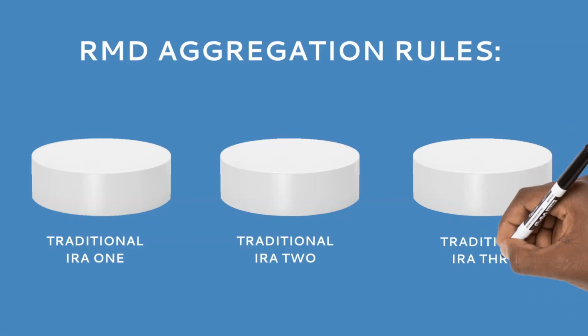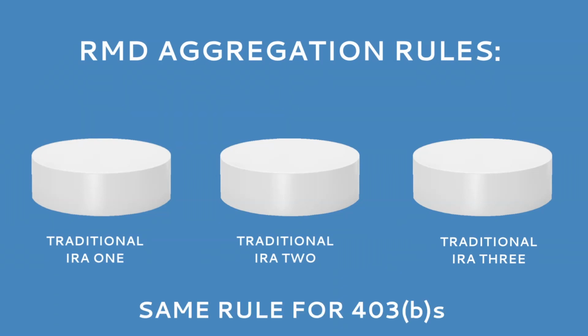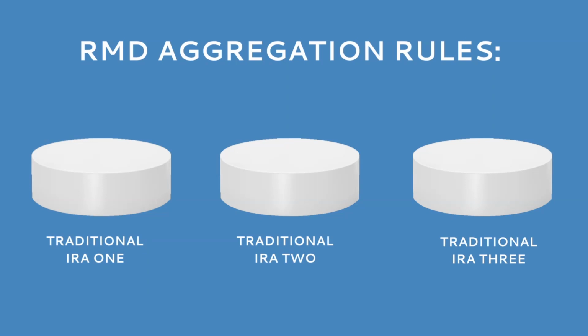However, one IRA can be used to meet the RMD for multiple IRAs. As well, one 403B can be used to meet the RMD requirement for multiple 403Bs. If you have 3 IRAs, you can total the RMD up for the year and take a larger distribution from one, leaving the other 2 IRAs intact.